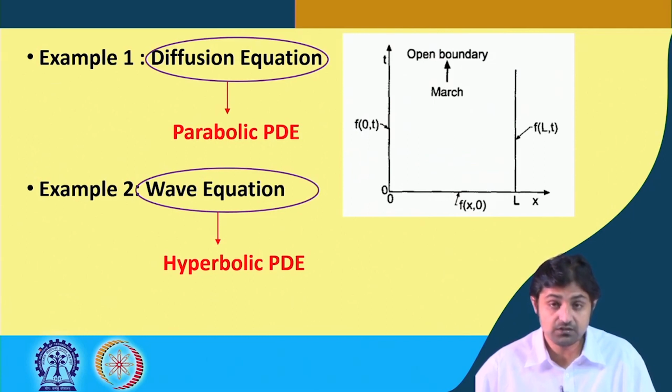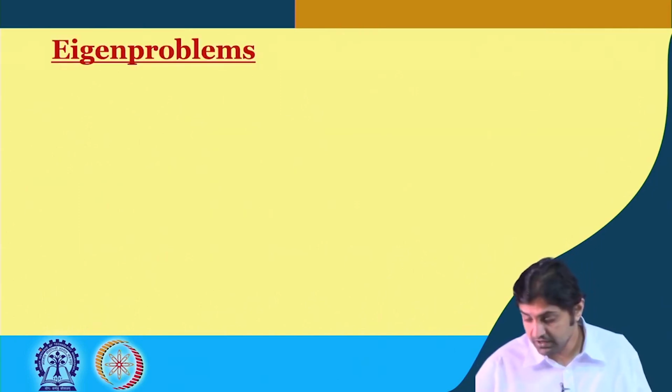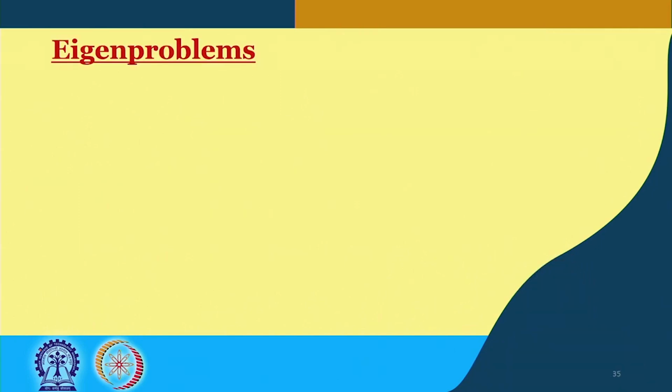As we have seen, three different types of equations have different partial differential equation profiles. One was the elliptical Laplace equation, the diffusion equation has a parabolic partial differential equation, and the wave is a hyperbolic partial differential equation. Now the last one in this set is the eigen problems.